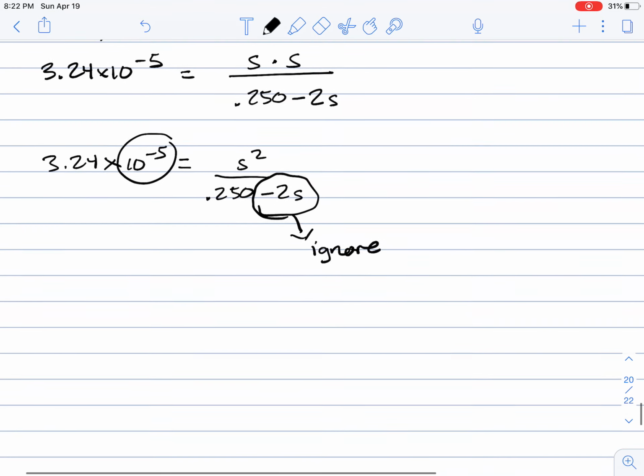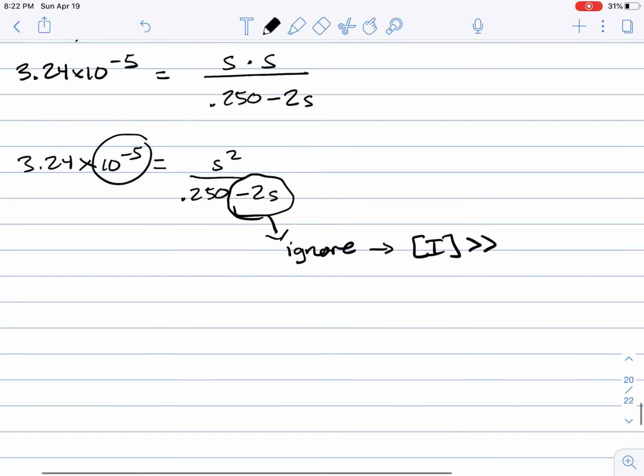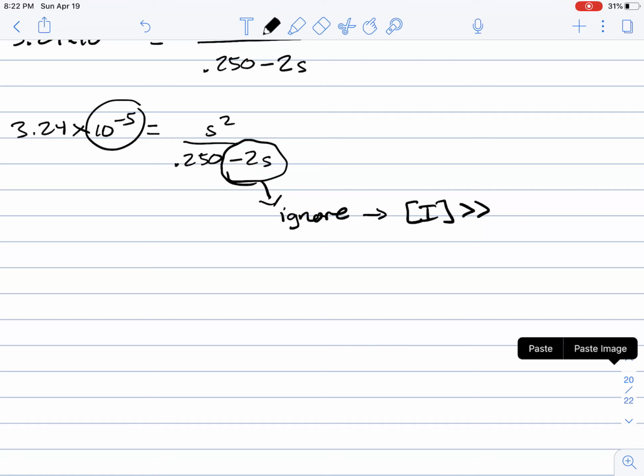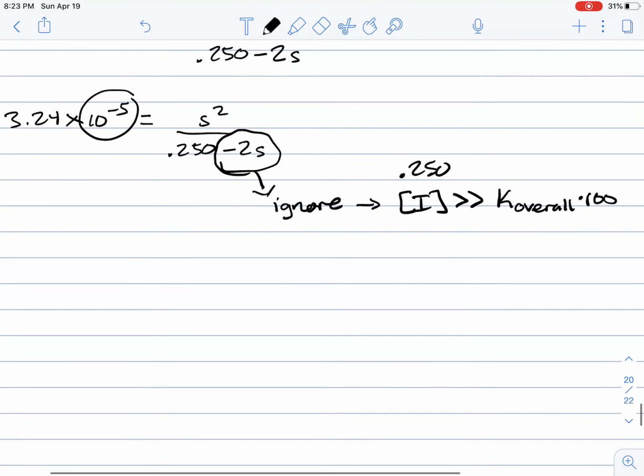And one way that we can ignore this is to determine whether or not the initial concentration is going to be far greater than our K overall times 100. And so the initial concentration is 0.250, and the K overall times 100, so that's 3.24 times 10 to the negative 5 times 100, and that's going to be 3.24 times 10 to the negative 3.